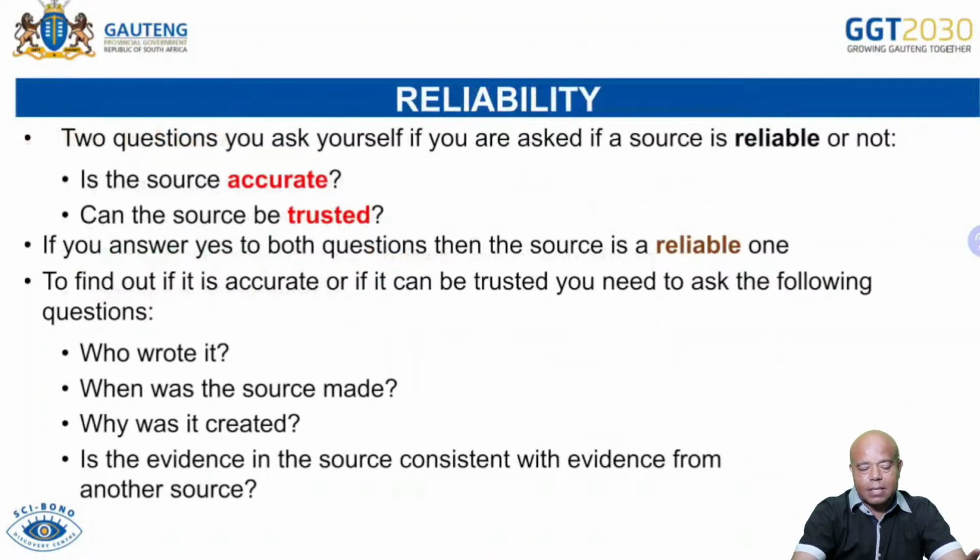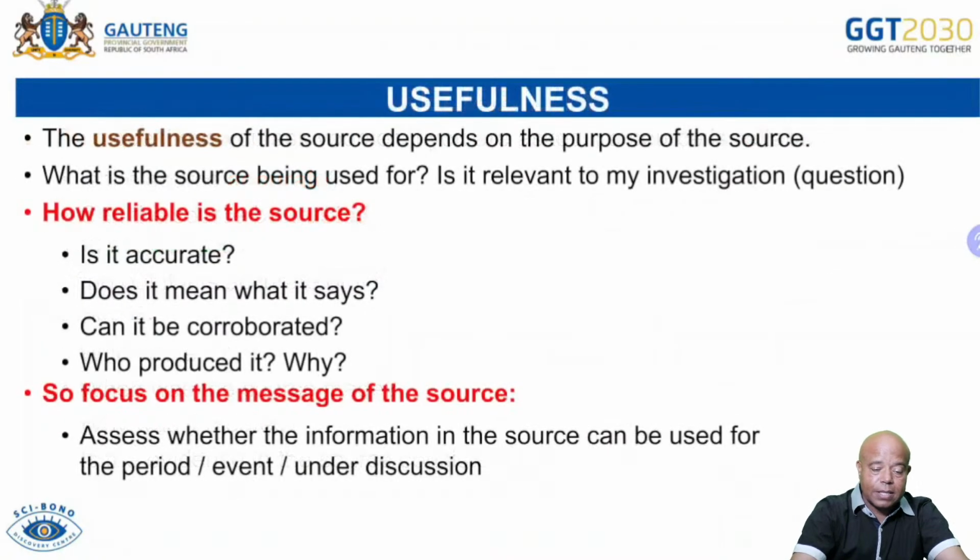Is the evidence in the source consistent with evidence from other sources? Is it consistent, basically? So it means now, if we are dealing with a source that informs us that the Cold War was started by the USA and the Soviet Union, the other three sources must also have the same viewpoint, basically, that it was started by USA and USSR at the end of the day. And that's how we answer how reliable is the source.